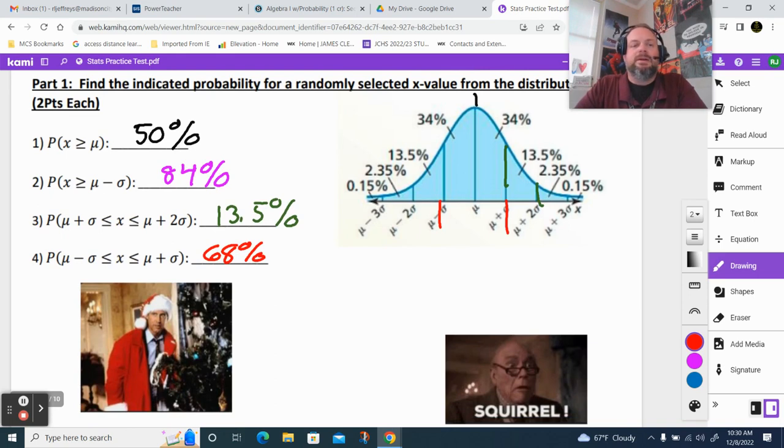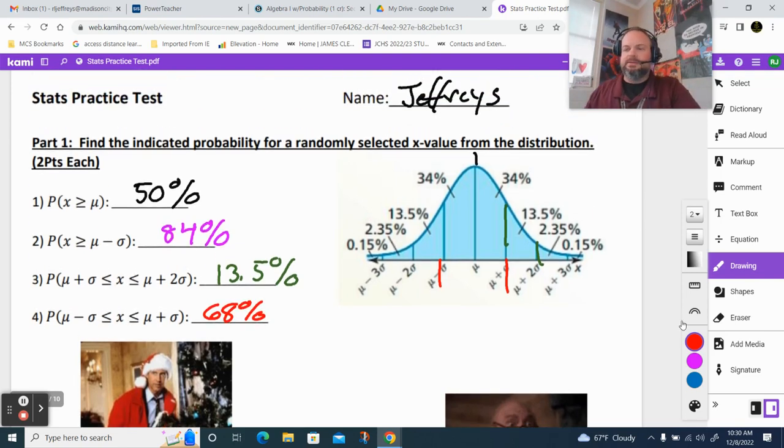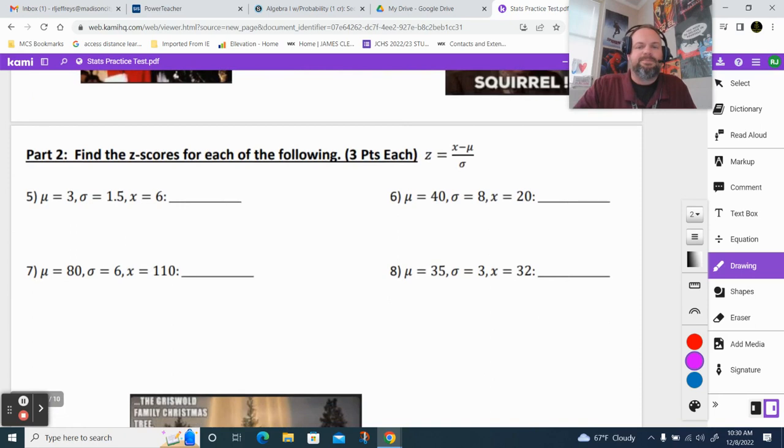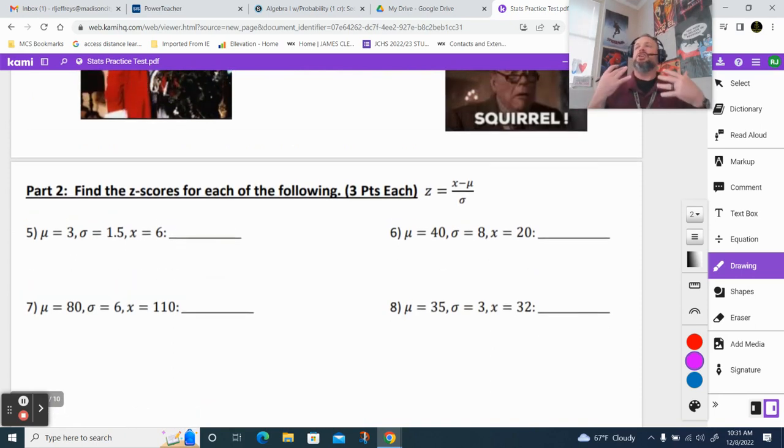Are we all good with part 1 through 4? Now, these are 2 points each, so this is out of 8. Now, why do you think these are just 2 points? Yeah, it's literally right there. No calculations.